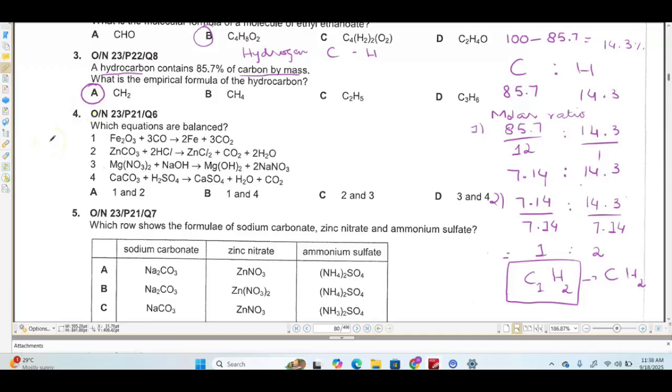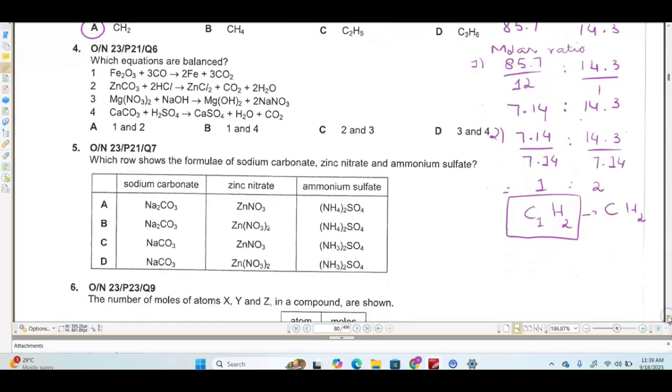Okay. Moving forward, question number 4 is, which equations are balanced? We have to see which equations are balanced over here. Okay, we just have to check these equations and see whether they are balanced or not. Over here we see that there are 2 atoms of Fe in one molecule, and over here as well, so iron is balanced. Oxygen is 3, 3, 6. So 3 2s are 6. Oxygen is balanced over here as well, and carbon is balanced over here as well.